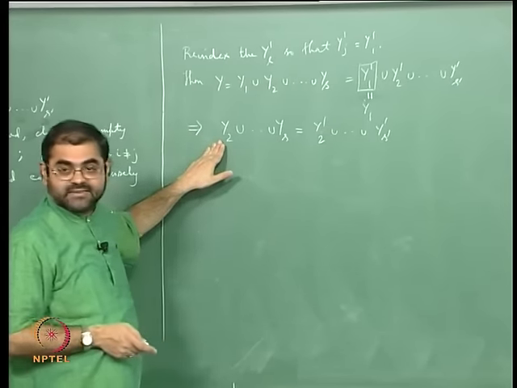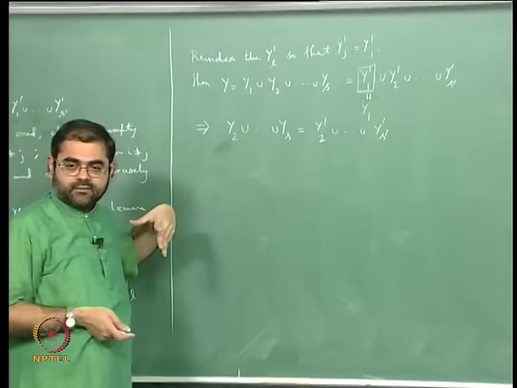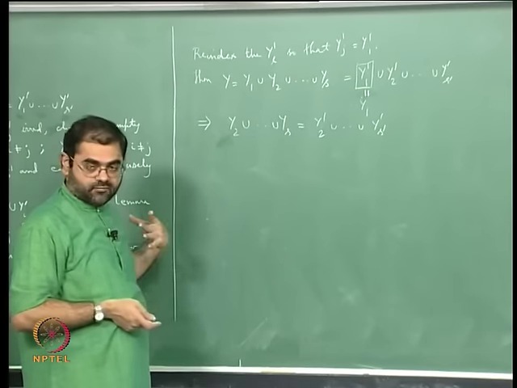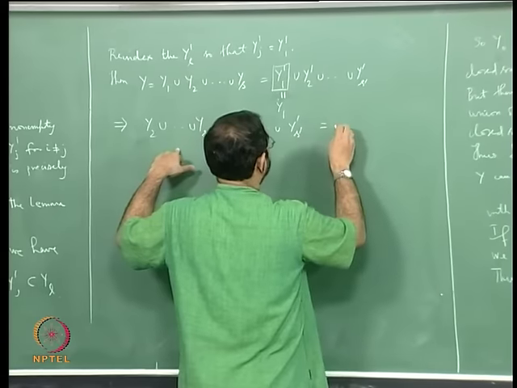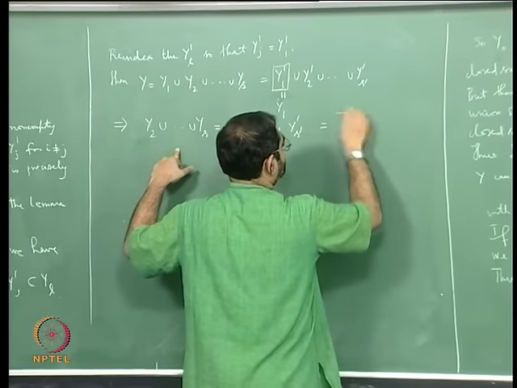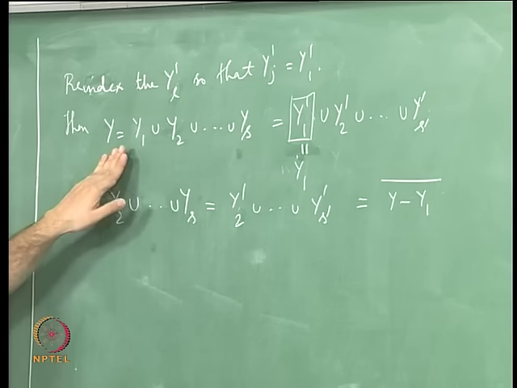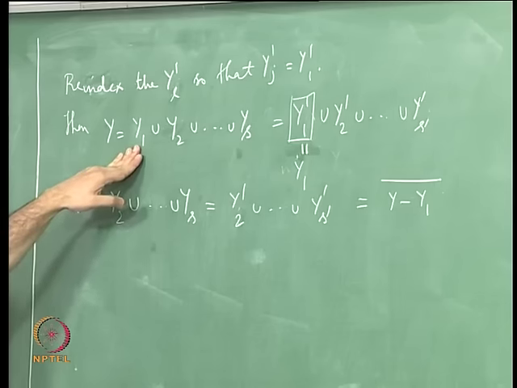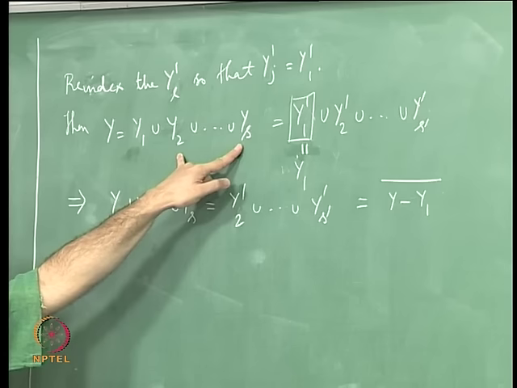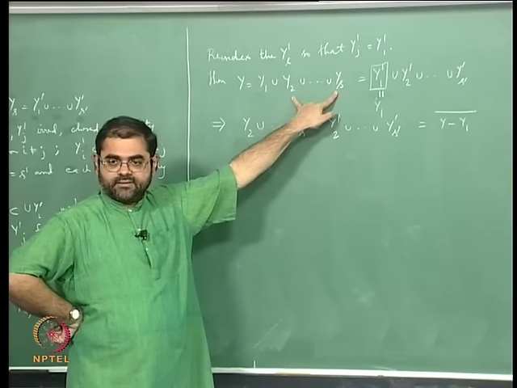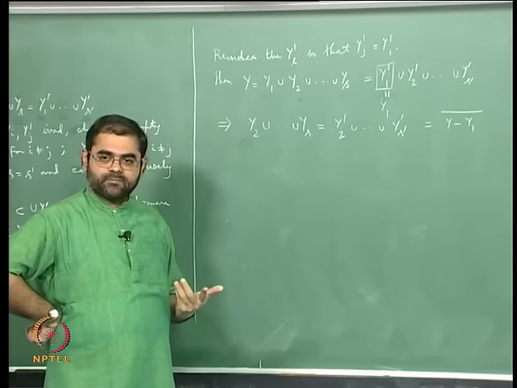And this cancellation property is actually because of the irreducibility property, that any non-empty open subset of an irreducible space is dense. And in fact this is equal to the closure of y minus y1. In fact, you take this union, and from that union you remove y1, what you get will be an open subset of y2 through ys, and it is a non-empty open subset of y2 through ys, therefore its closure will be y2 through ys.